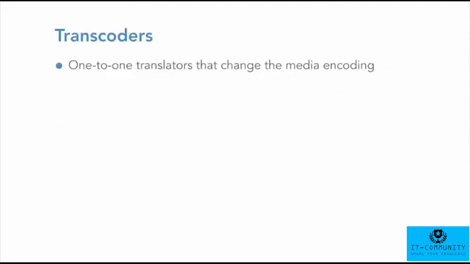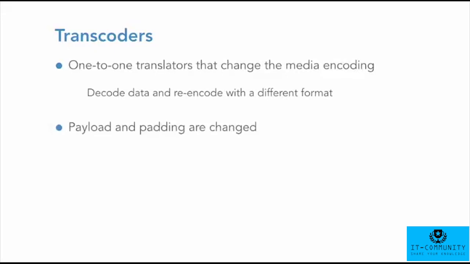Transcoders are one-to-one translators that change the media encoding by decoding compressed data and re-encoding it with a different format. They will usually change the payload type and padding, but all other RTP header fields stay the same.